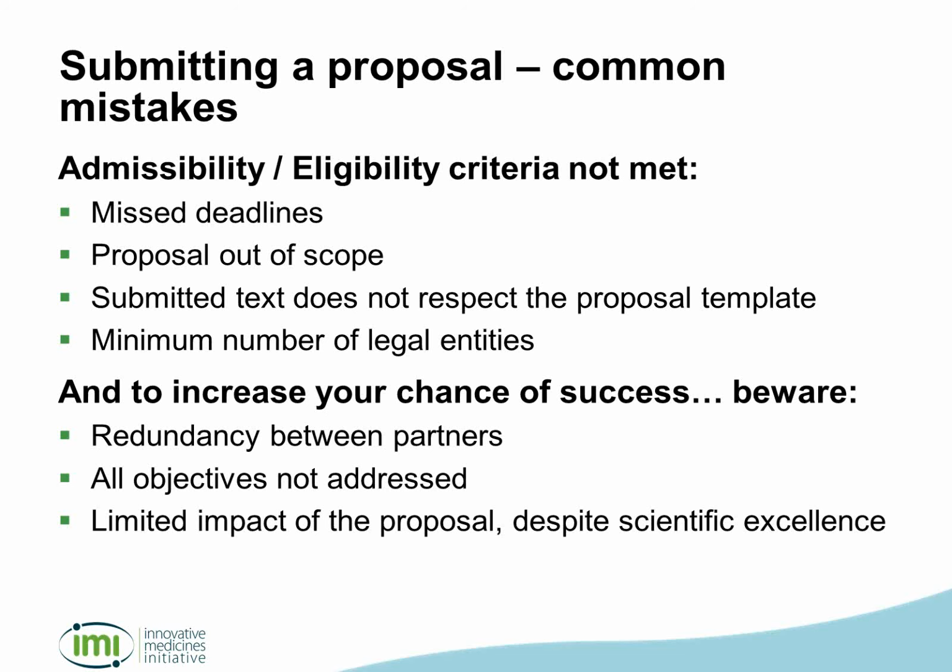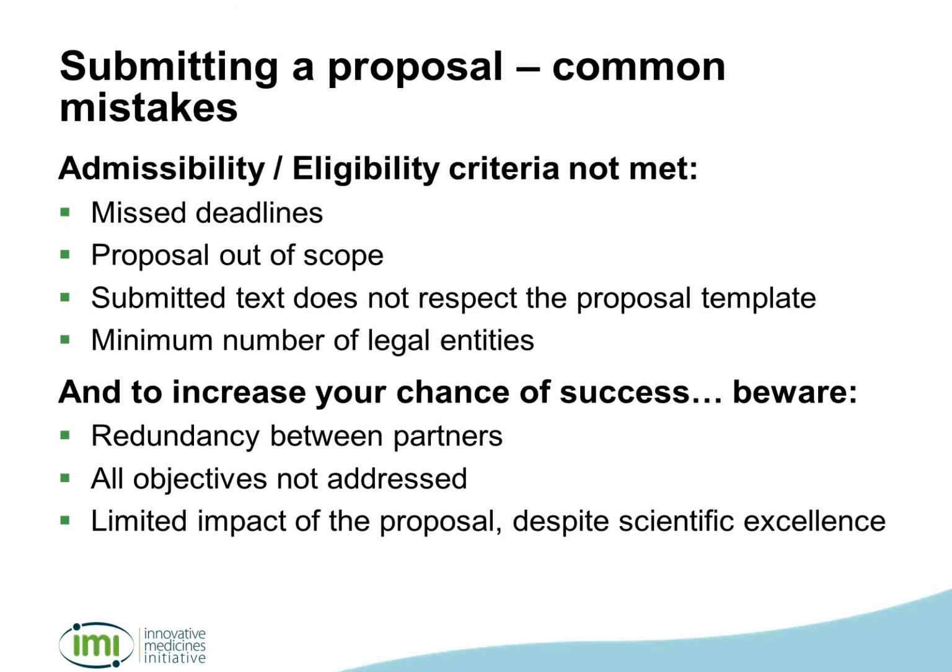And one of the eligibility criteria, which people are probably familiar with, is that we have a minimum number of legal entities. Now, for coordination and support action, this is only one legal entity. However, you must make sure that you do have a legal entity from an EU country or a Horizon 2020 associated country. For example, one mistake people make here is if you are a Swiss organization, you would not be eligible unless your consortium also has an organization from within the EU or H2020.